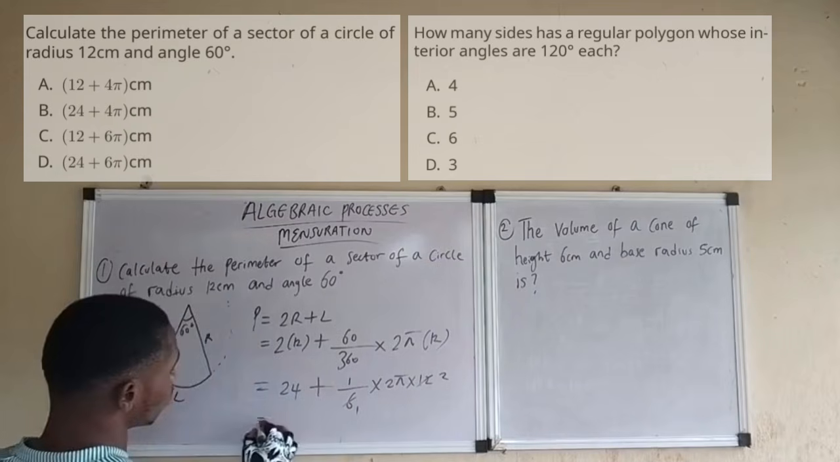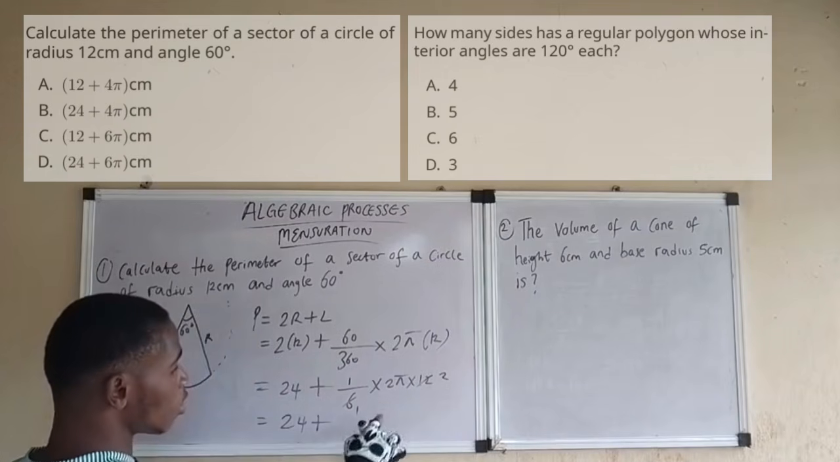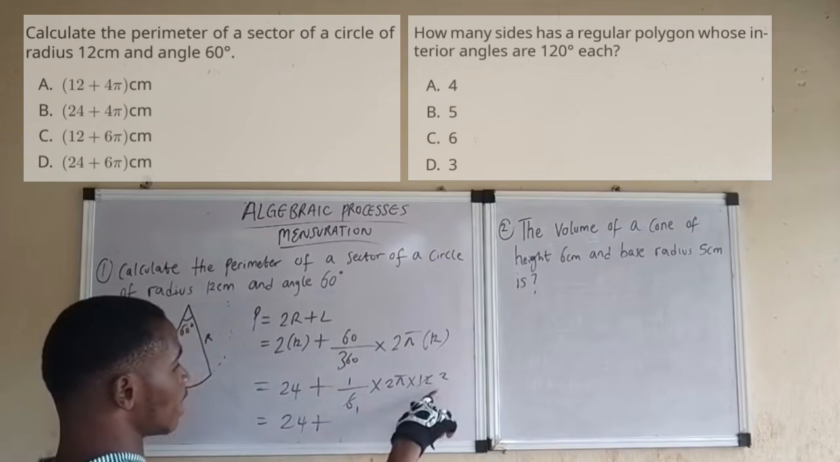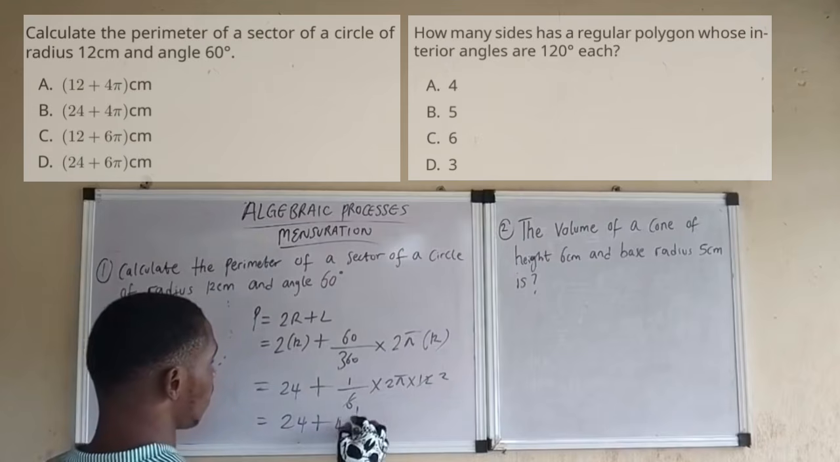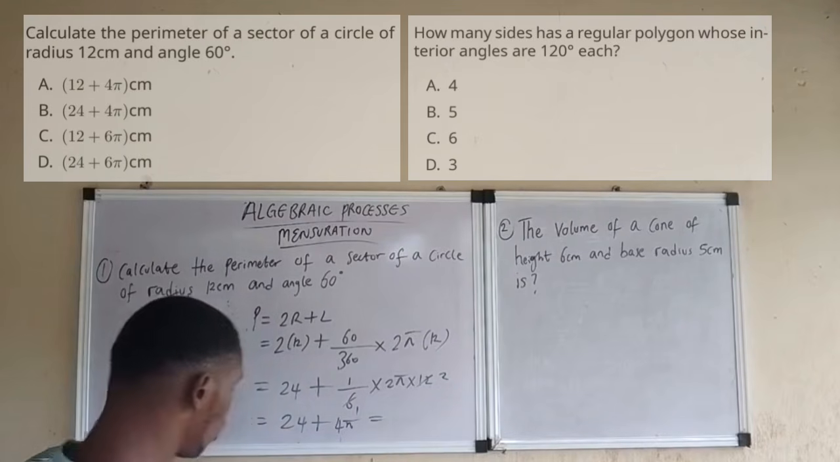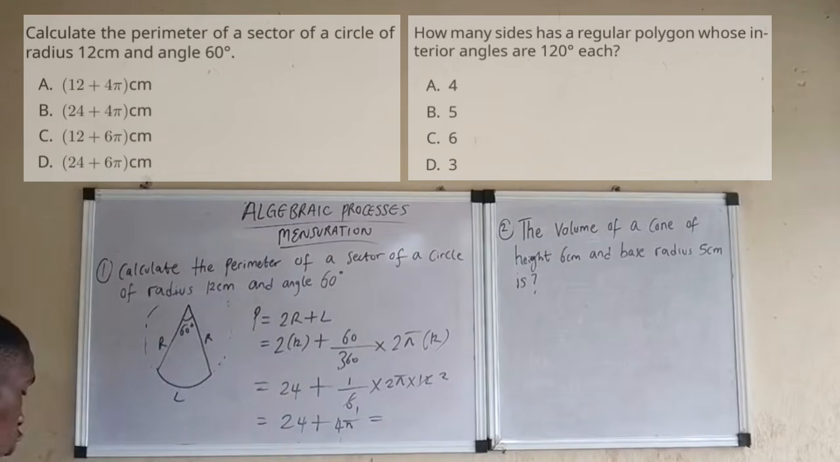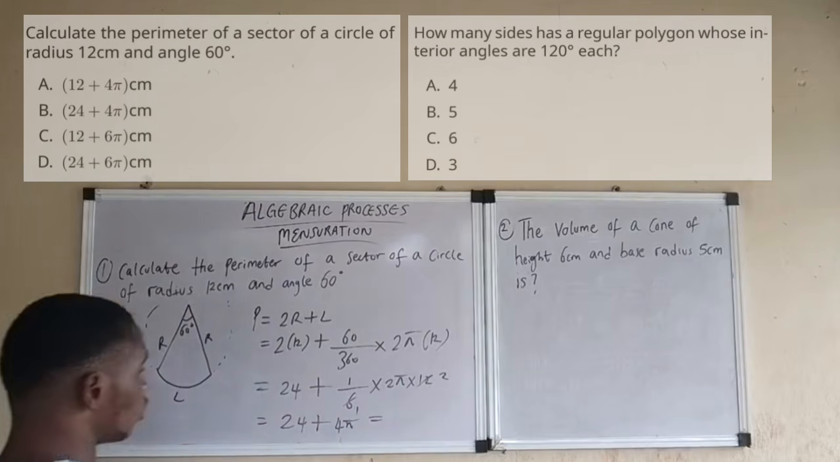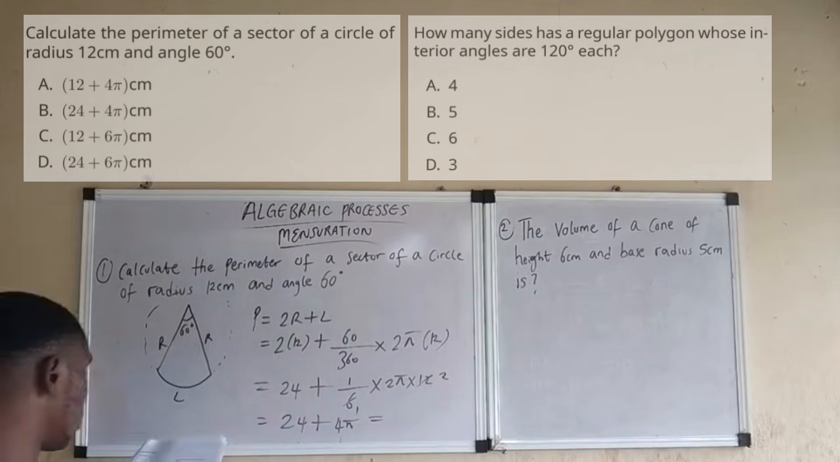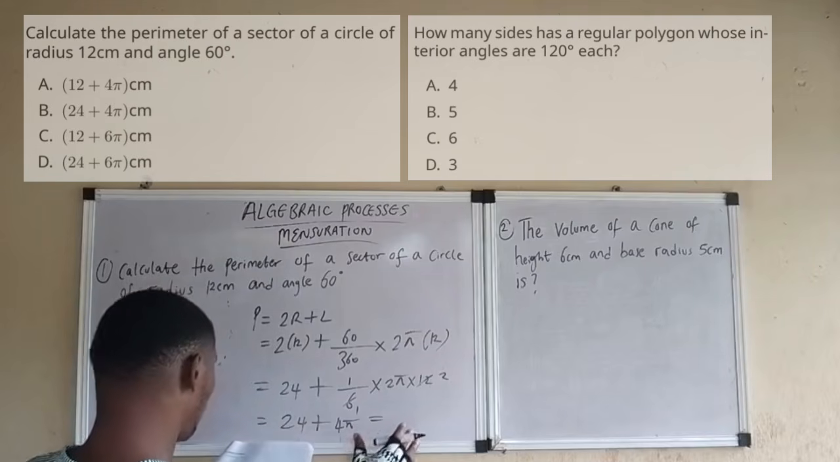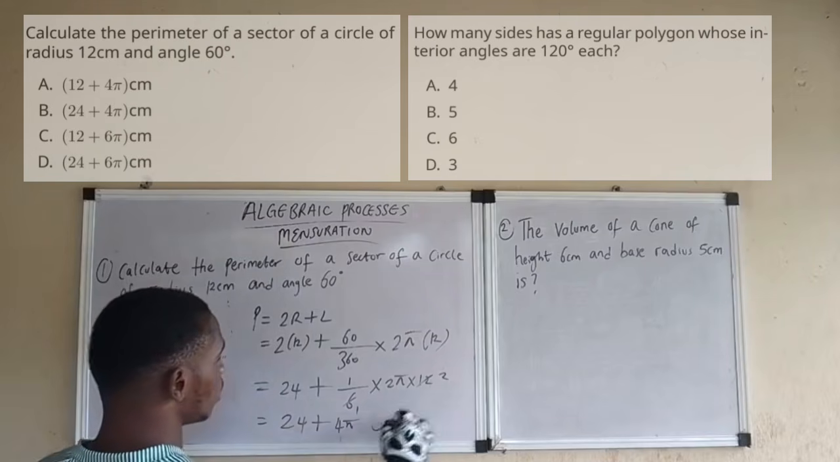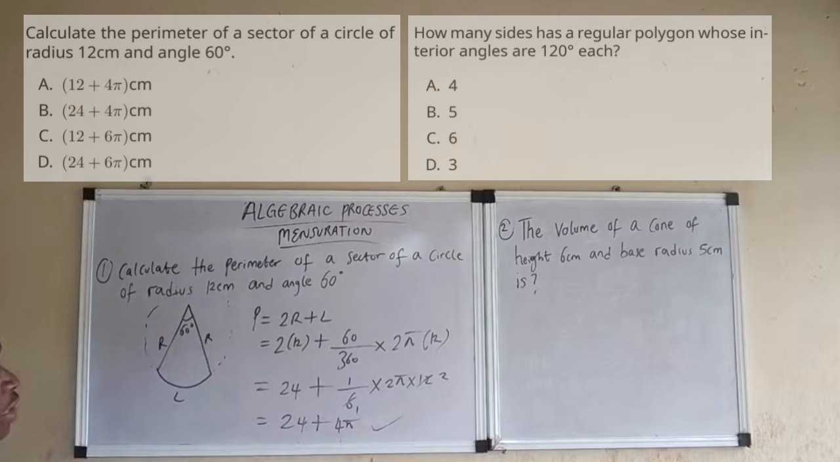So we're left with 24 plus 2 pi times 2, which is going to give us 4 pi. So when you punch this into your calculator, you should be having 24 plus 4 pi. So the question actually left it like this. So the correct answer to this question is option B, as you can see in the options.